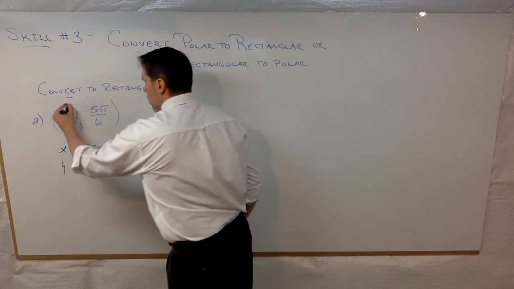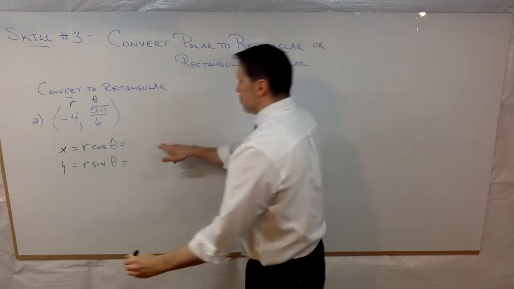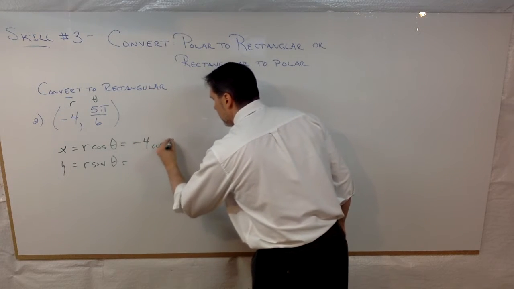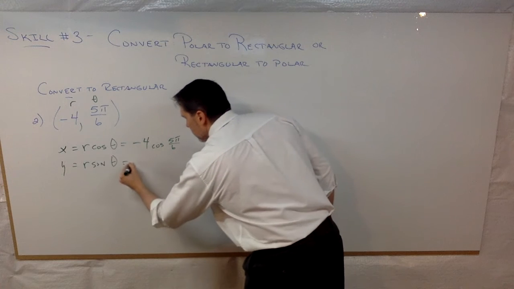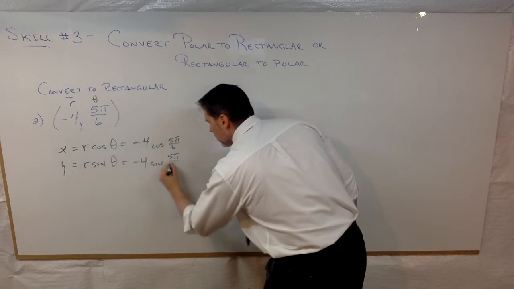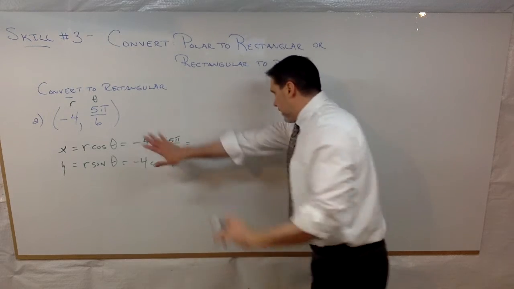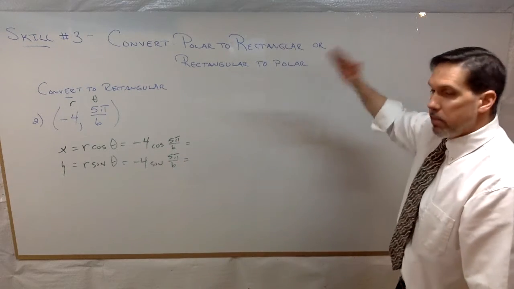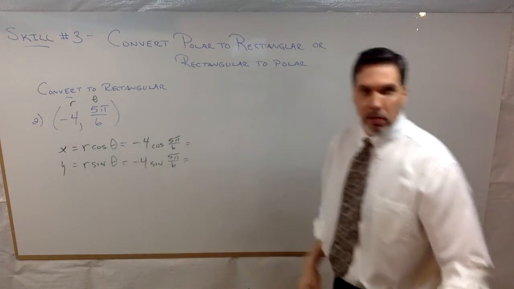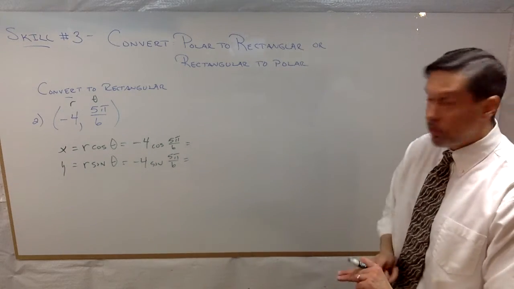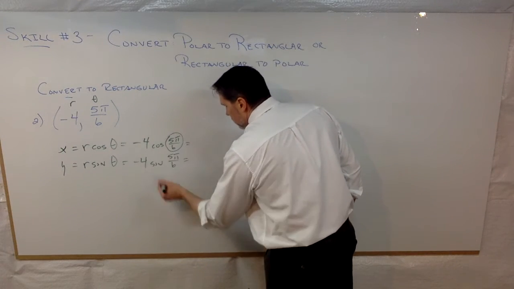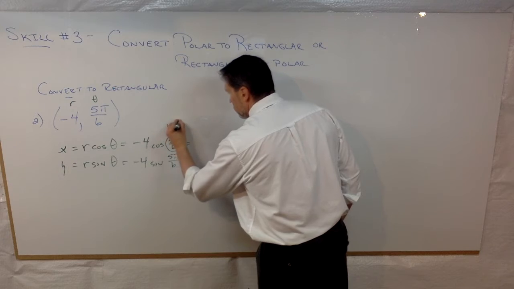Of course, this is our r, this is our theta. So we're going with -4 times the cosine of 5 pi over 6, and -4 times the sine of 5 pi over 6. Like I said, I like to put these horizontally because I just take this one step simpler each time, and we can do them simultaneously. All right, 5 pi over 6, you should know, is 150 degrees.